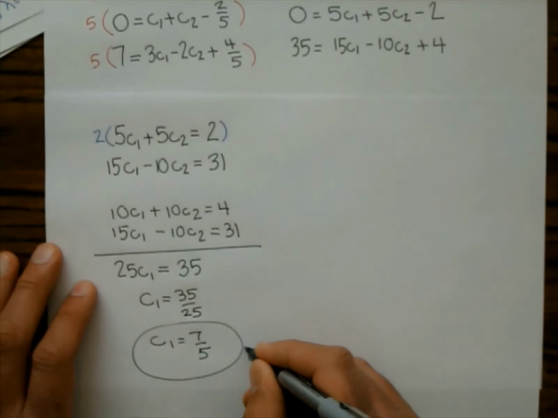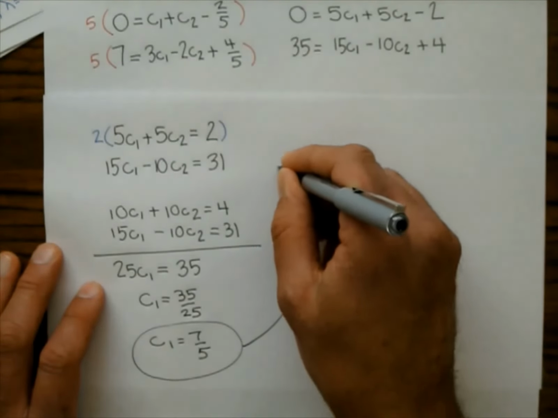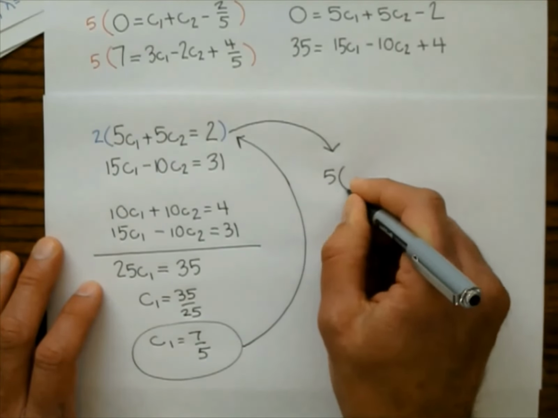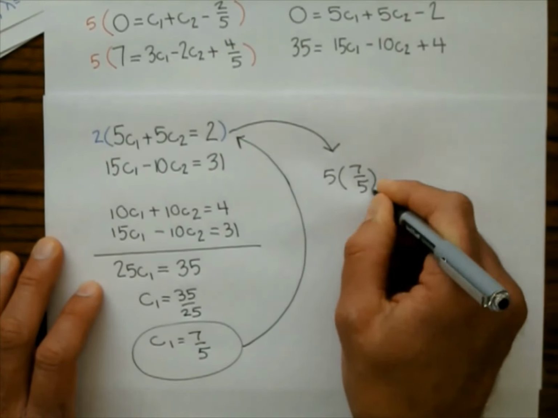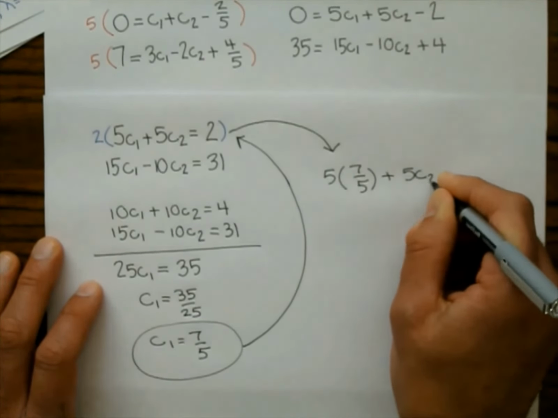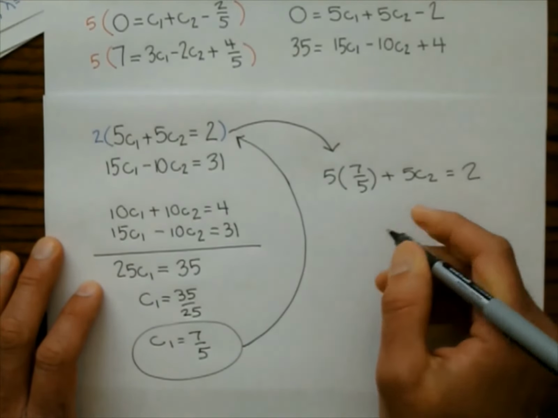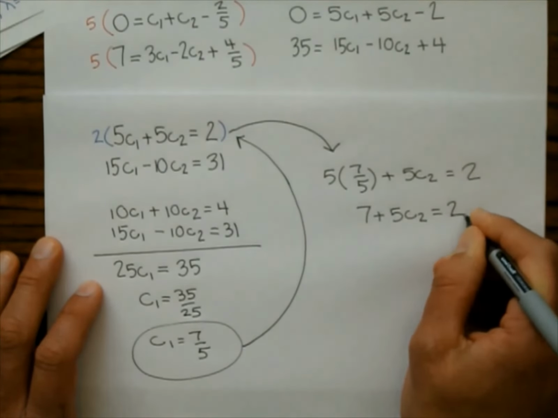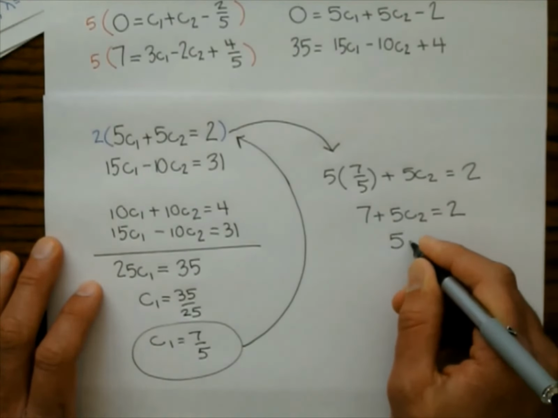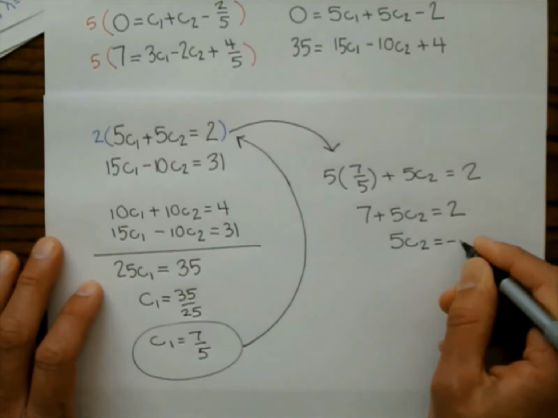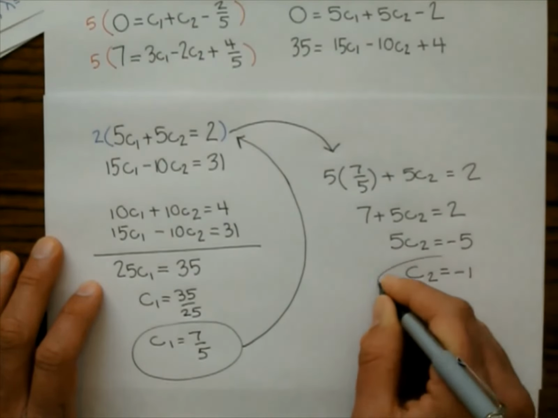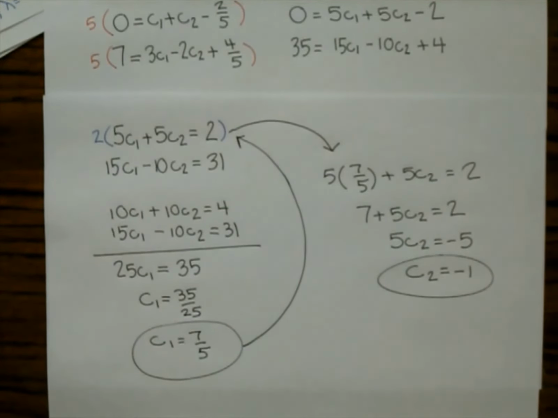I'm going to go ahead and plug this back into that equation right there. So I have 5 times C1 plus 5C2 equals 2. 7 plus 5C2 equals 2. 5C2 equals negative 5. C2 equals negative 1. Wow. So we got ourselves a C1 and a C2 value.